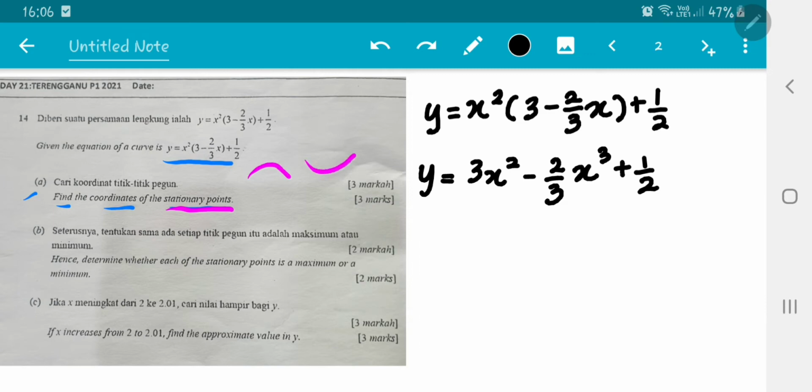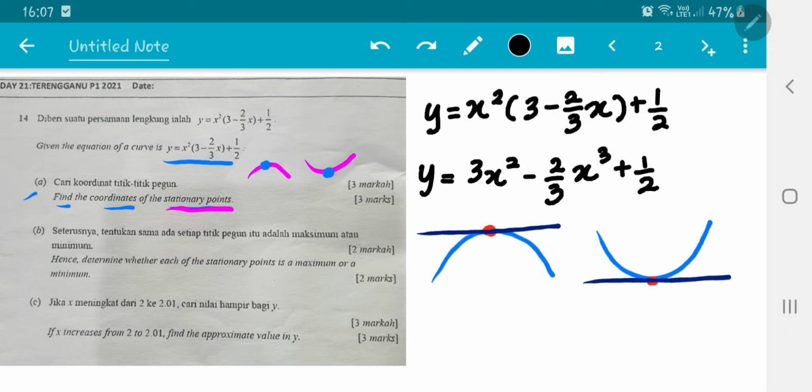In Bahasa Melayu, we call it titik pegun. So titik pegun bermaksud kita belum tahu sama ada dia adalah maximum ataupun minimum point. Belum tahu. So dia suruh you cari. Kita faham bila you ada maximum or minimum curve, right? So this is the maximum point and this is the minimum point. The tangent at this point is parallel to the x-axis, so the gradient of the tangent there is 0. Kecerunan dia kosong.